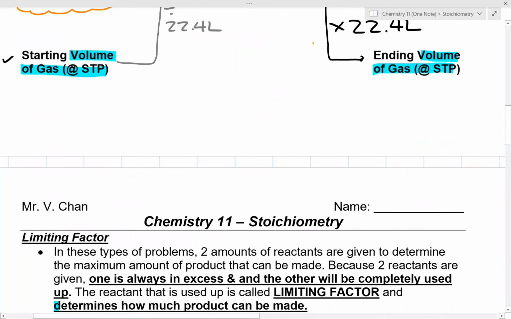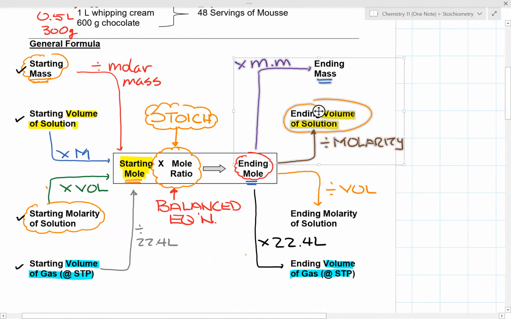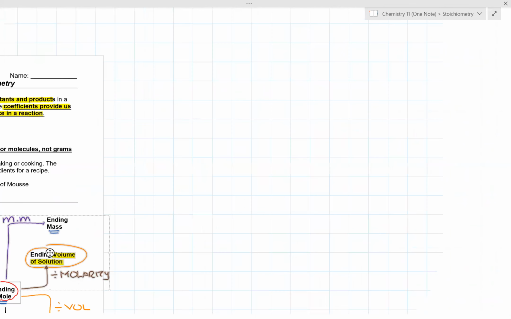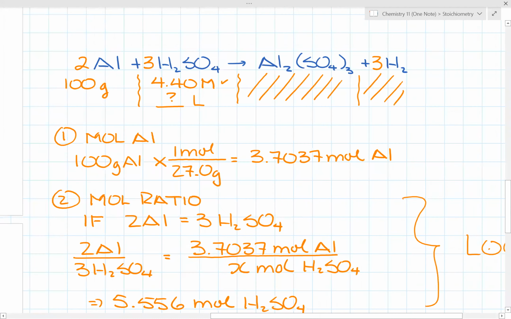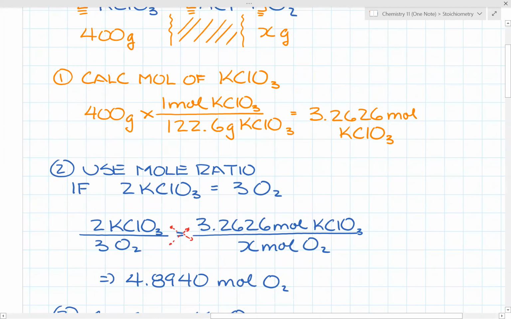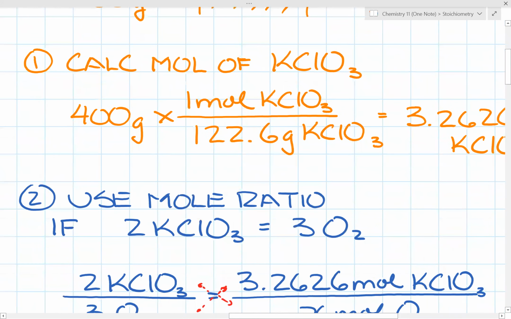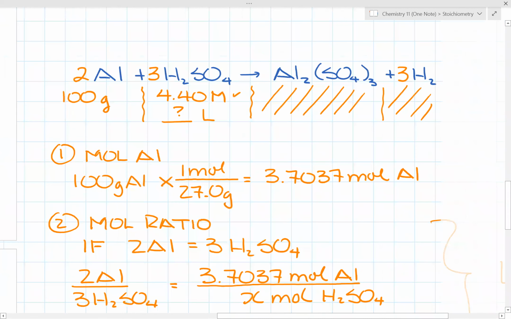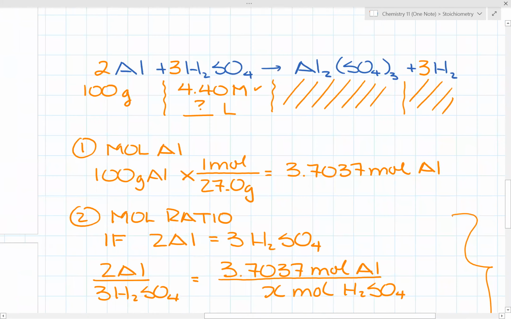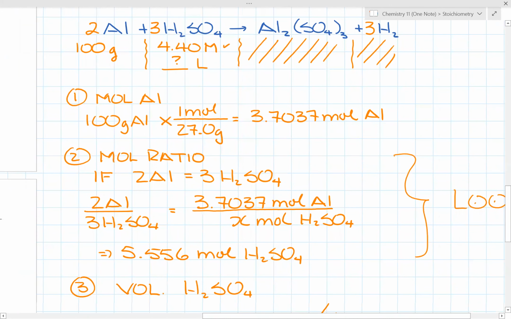Today what I wanted to do with regards to stoichiometry is talk about something called limiting factor. Last day in our lessons, when we did the stoichiometry examples, you would have one substance and calculate the products, or you were given one substance and asked to find the other reactant, as in this example here. Now, this is not always the case.